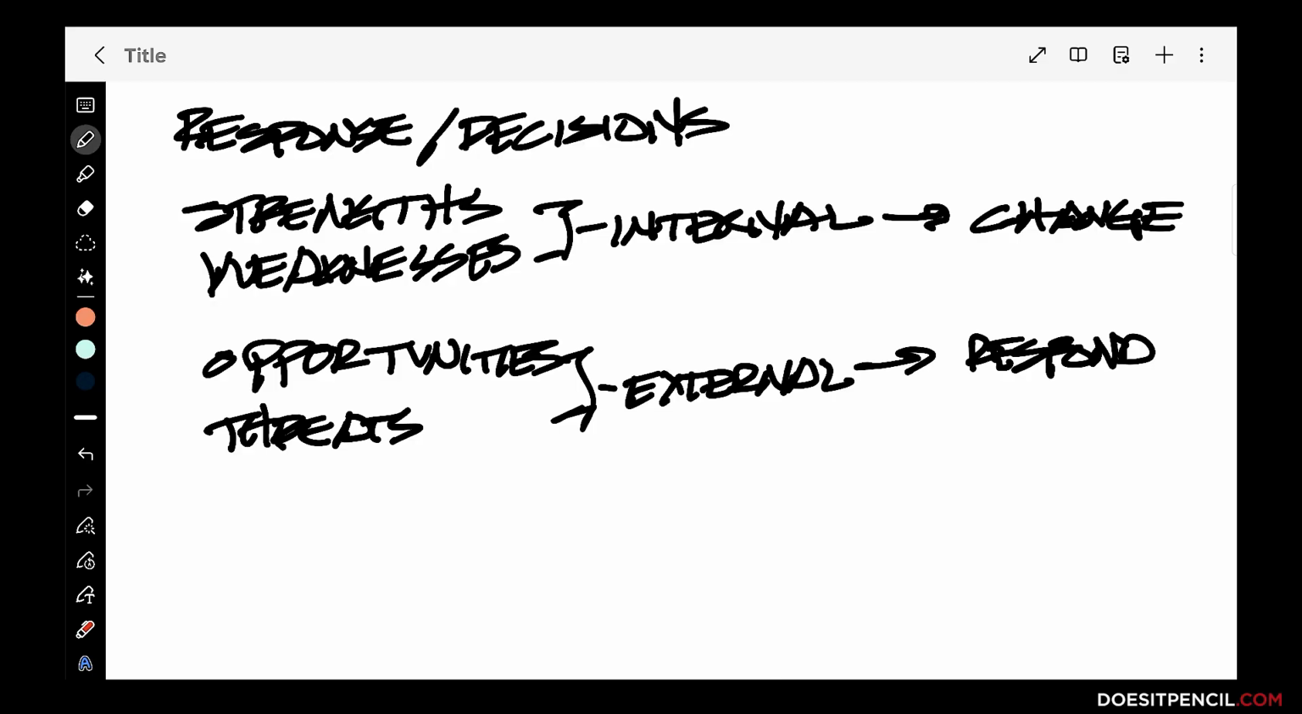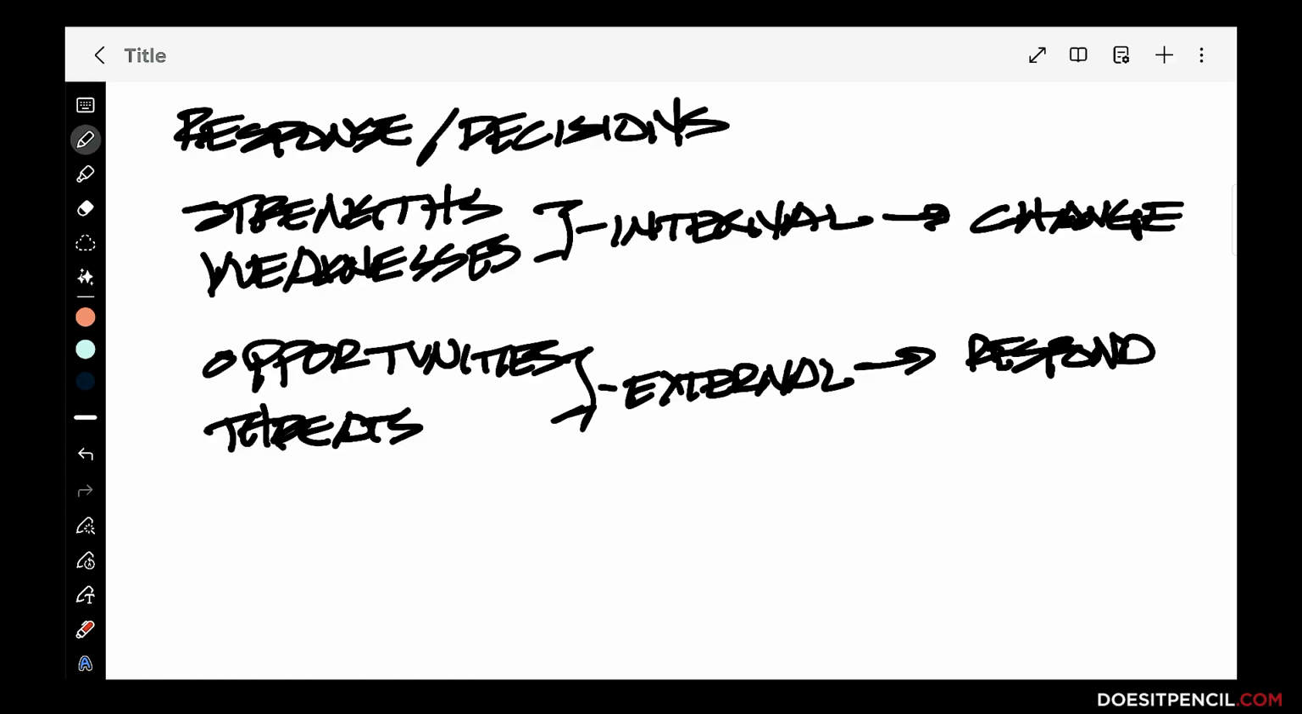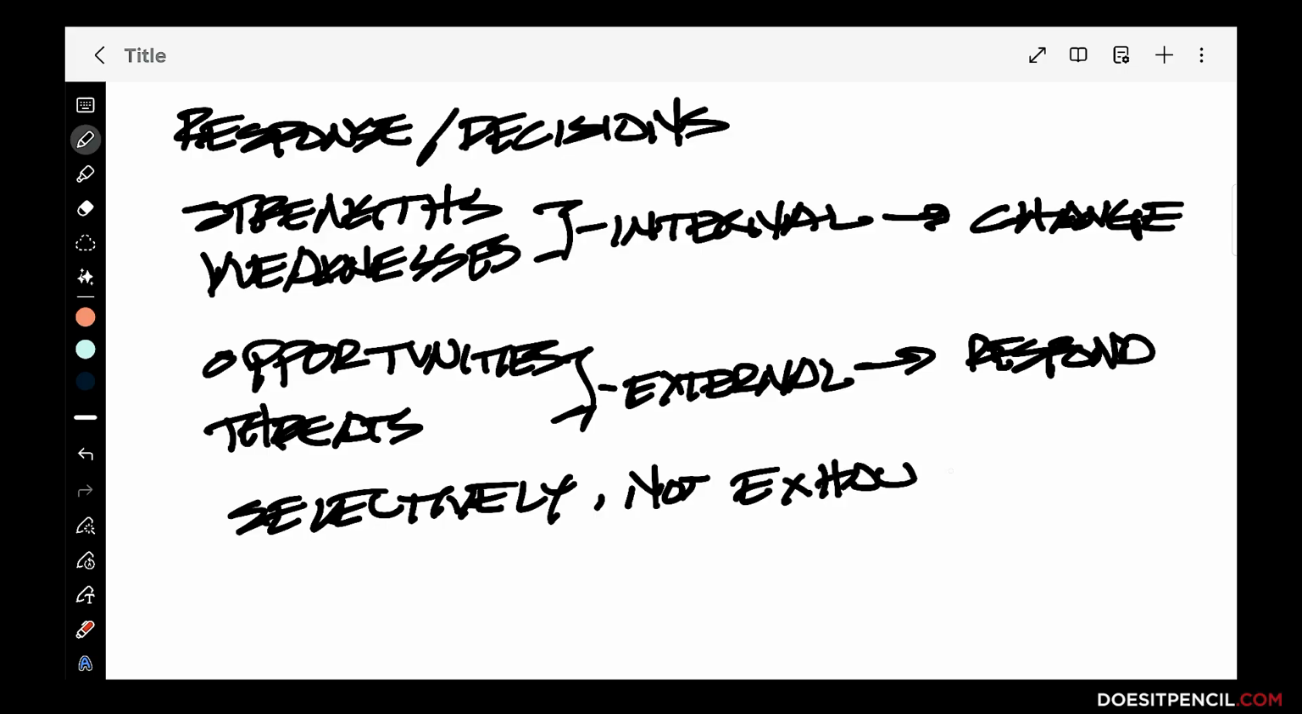And one last thought about SWOT analysis. This should be selective, not exhaustive. All right, so the last thing I'm going to say about SWOT analysis is this. You should use this selectively, not exhaustively.